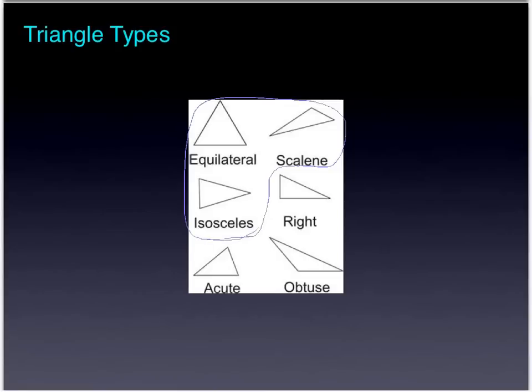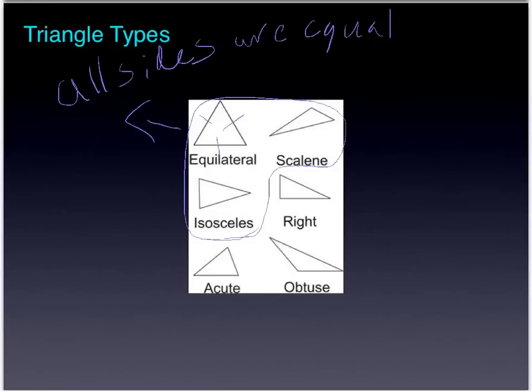Okay. So an equilateral triangle, notice the word, it sounds like there's equal in there. All sides are the same. So for this type of triangle, all sides are equal. Okay, that's an equilateral triangle. And yes, you need to be writing that down.